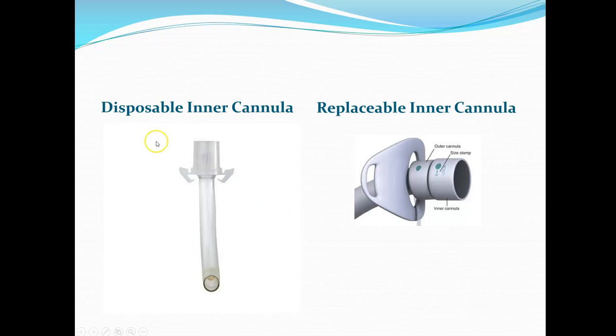So on the left here is a picture of a disposable inner cannula. And then this one is the replaceable inner cannula. So you see the outer cannula here, and then the inner cannula you will twist to unlock it, and then pull it out. And then you'll put it back in, you'll twist it to the right to lock it back so that it stays secure.